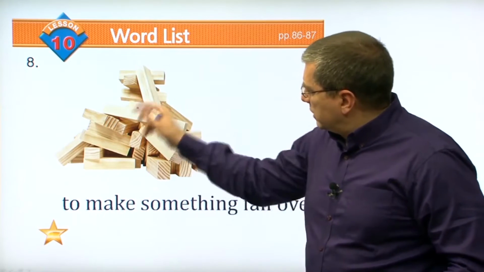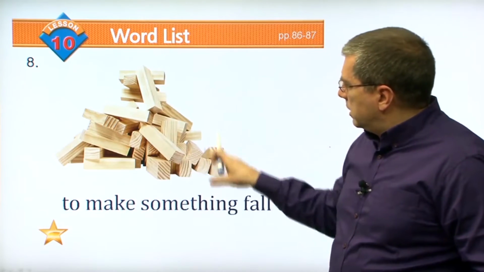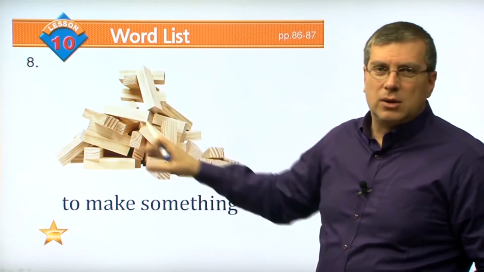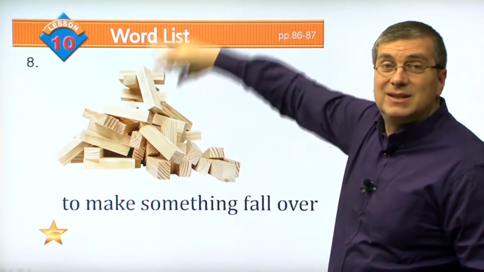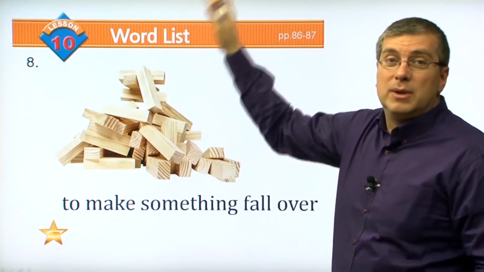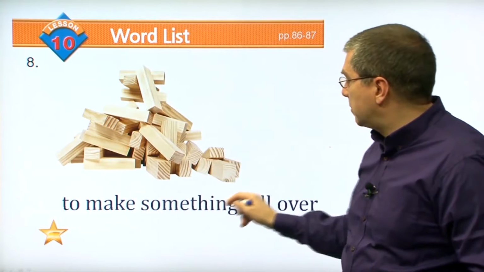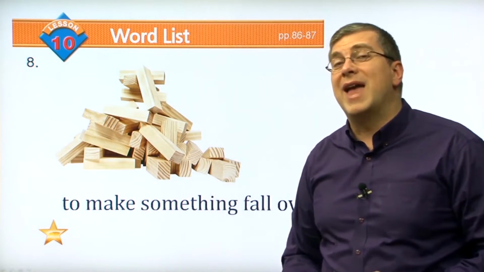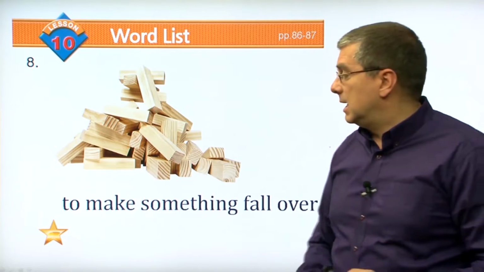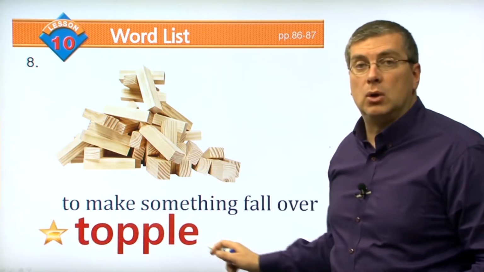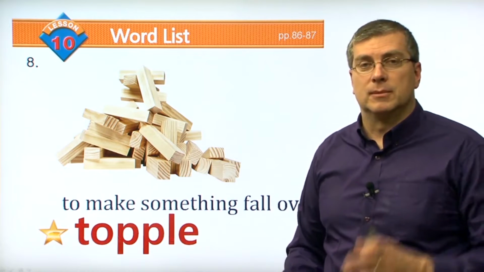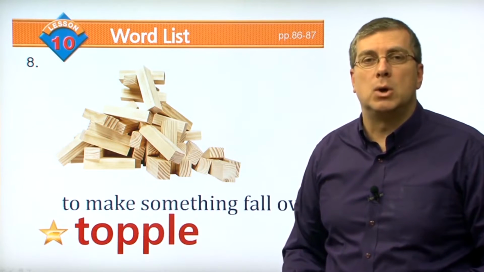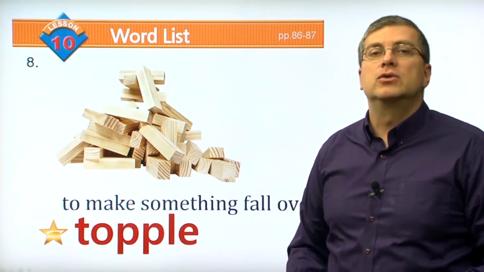Here we have another word. This is an interesting picture. All these pieces of wood seem to have fallen down. Maybe they made something like a tower before, but they fell down. So to make something fall down, this is a kind of special word. It's a little bit of a difficult word. It is to topple. Pronunciation: topple. To topple.